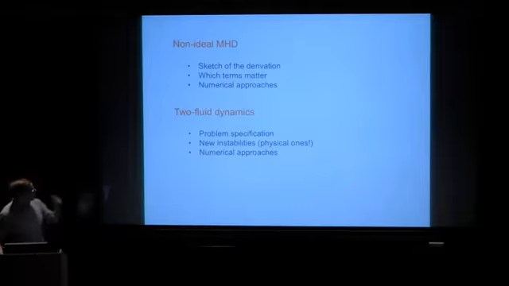So give a sketch of the derivation and say something about which of the non-ideal terms, turns out there are 3 of them, matters in different regions of the disk. Okay, so that's sort of, if you like, specifying the problem from the point of view of how you would try to simulate it or study what's going on in different parts of the disk. And then just say a little bit about some numerical approaches and show some results of what people have obtained in that regime.